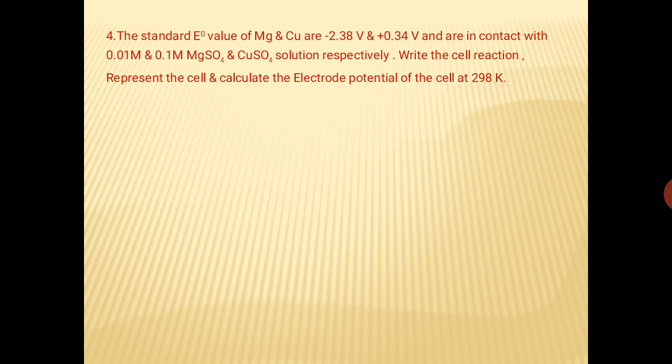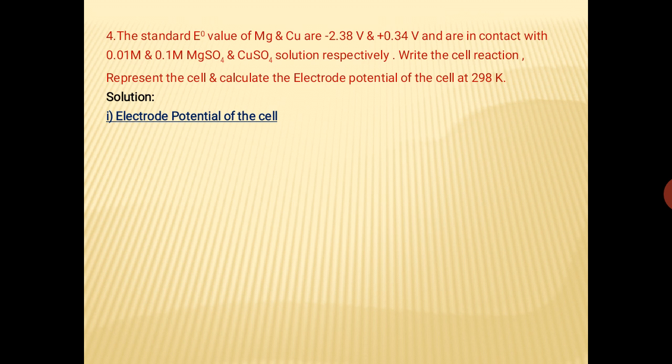It says the standard E0 values of Mg and Cu are minus 2.38 volts and plus 0.34 volts and are in contact with 0.01 molar and 0.1 molar MgSO4 and CuSO4 solutions respectively. Write the cell reaction, represent the cell and calculate the electrode potential of the cell at 298 Kelvin. This is a lengthy problem, where they have asked you to calculate the electrode potential as well as represent the cell and write the cell reactions too. So one by one we'll see, students.